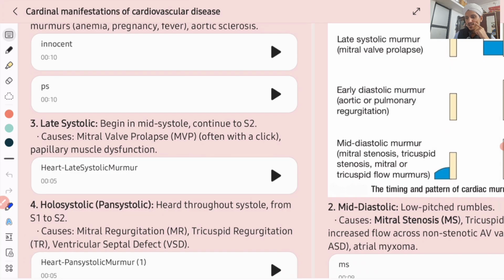Late systolic murmur begins in mid systole and continues to S2. The main important cause is mitral valve prolapse. And what is this murmur? That is nothing but tensing of the papillary muscle strings. Okay, that is mitral prolapse. So if this is S1, this is S2, it will be like this.